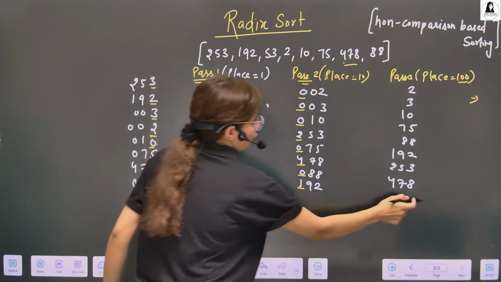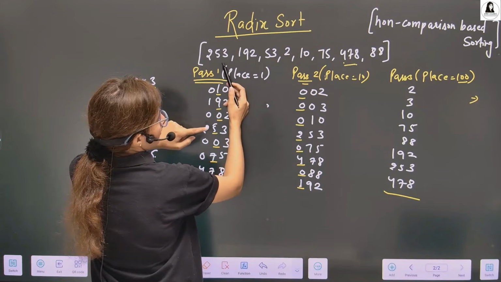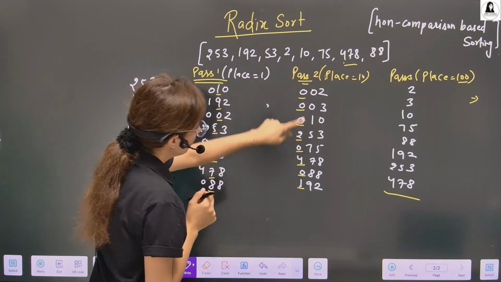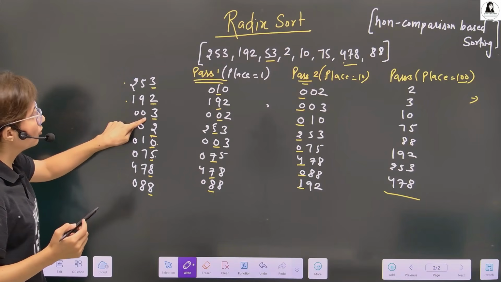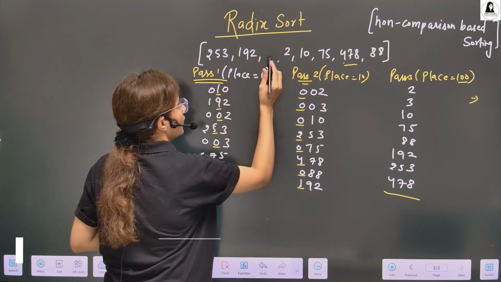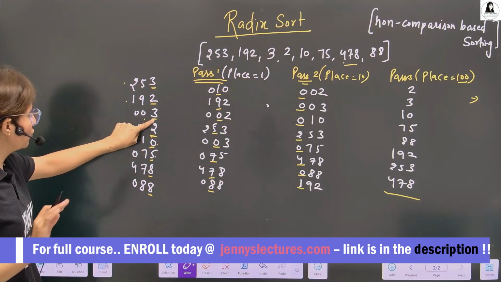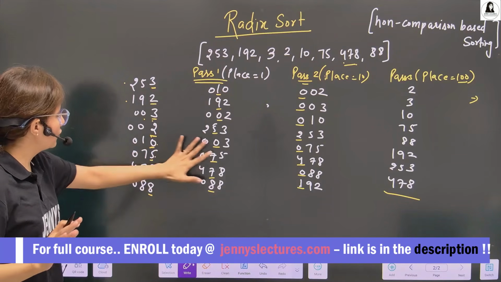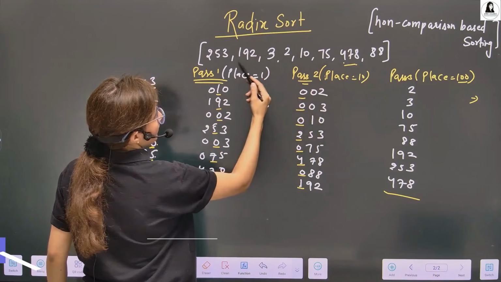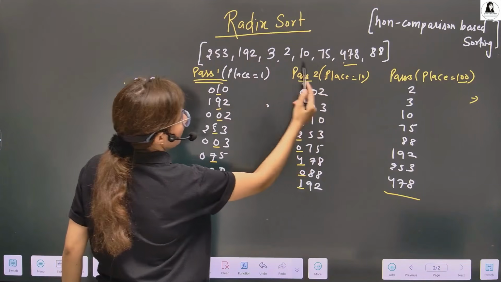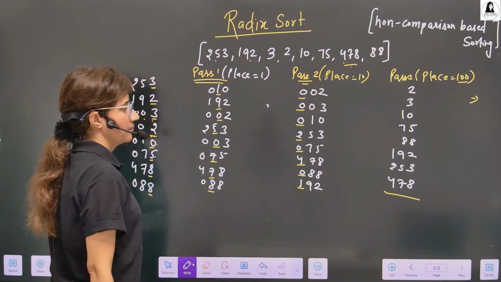At last, this is my sorted array. By mistake I wrote 55 here, but let's make it 3 only. Let's change my array; I have only 3 here, because we took this 3, not 53. So the sorted array would be 2 and 3, then 10, then 75, then 88, then 192, and then 478. That's how we get it.